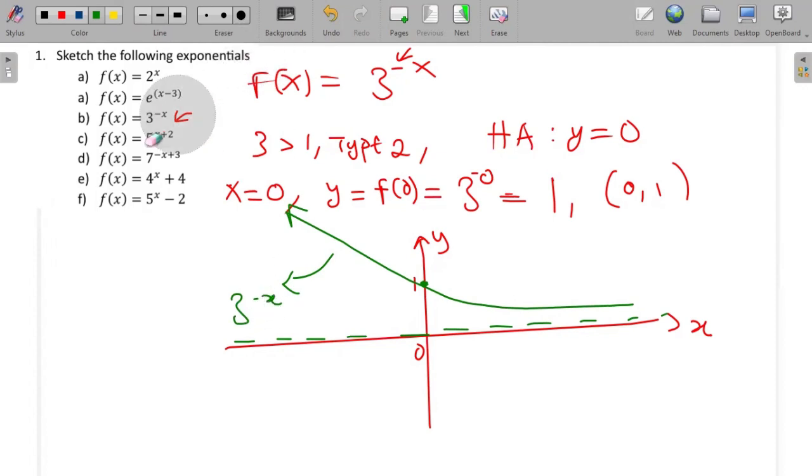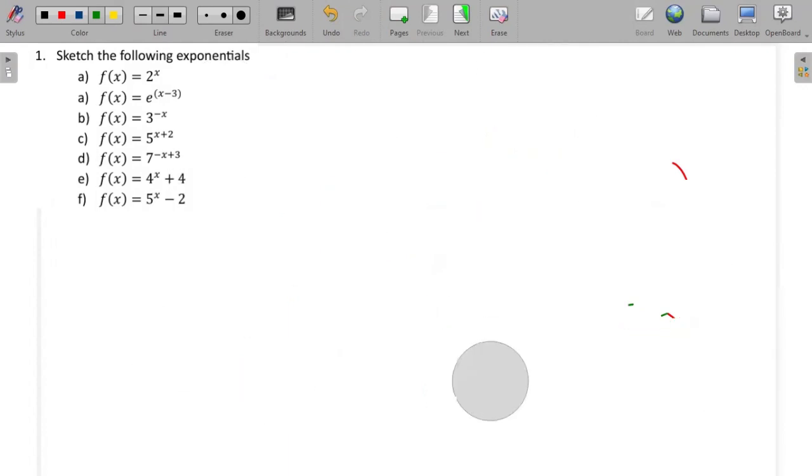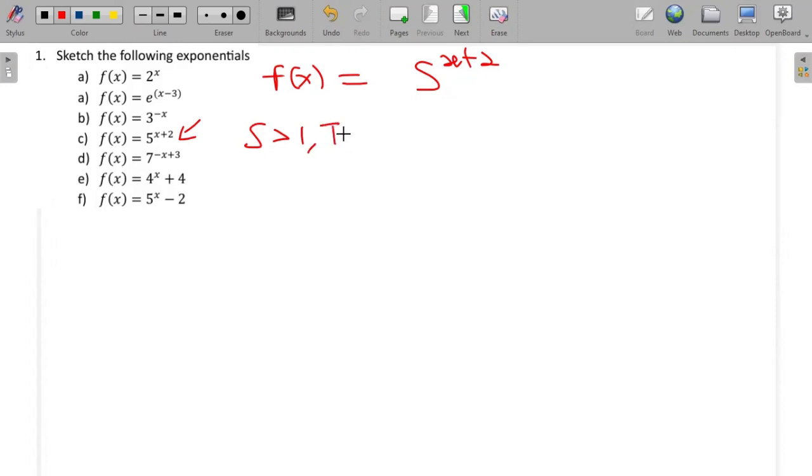Okay, let's look at part C now. Part C, it's this one. We have f of x is equal to 5 to the power x plus 2. Okay, as per usual, the base is 5, greater than 1, so this is type 1. Okay, the horizontal asymptote is still y equals 0 because this thing is being added to nothing.